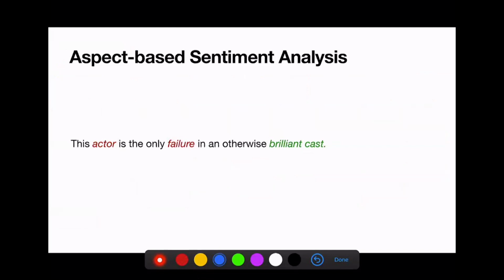Now, if you consider this sentence, "the actor is the only failure in an otherwise brilliant cast." Suppose I am writing a review on a movie. So now, if we encounter this sentence, we have the opinion holder, which is the user. Now the opinion is being expressed on actor and cast. These two are the aspects. Two different sentiments are being expressed: brilliant on cast and failure on actor. Now this is aspect-based sentiment analysis.